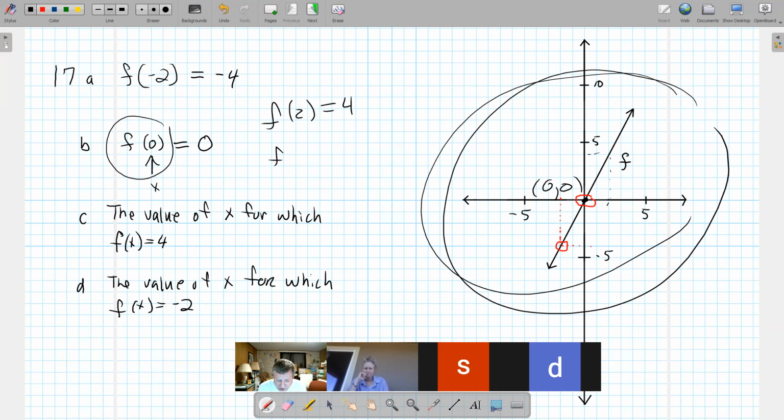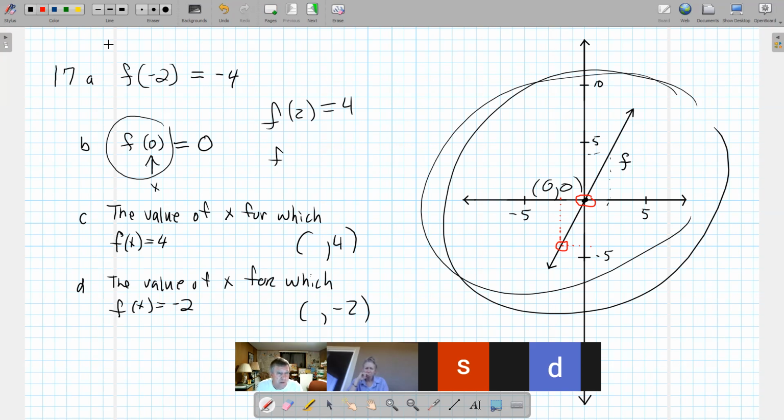The next two questions, part C and D, say: what is the value of x for which f of x is 4? In other words, what input, what x value, gives us a y value of 4? So basically, we're completing for C this ordered pair, for D this second ordered pair. So now f of x equals 4, y equals 4. Where is y equals 4?